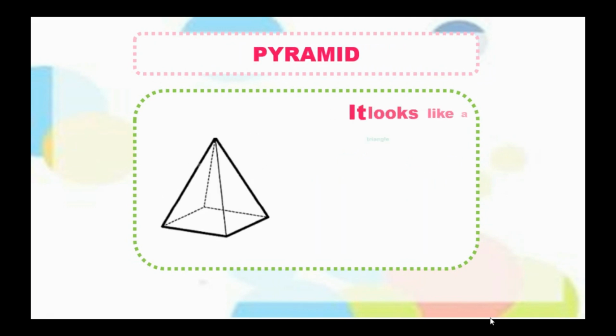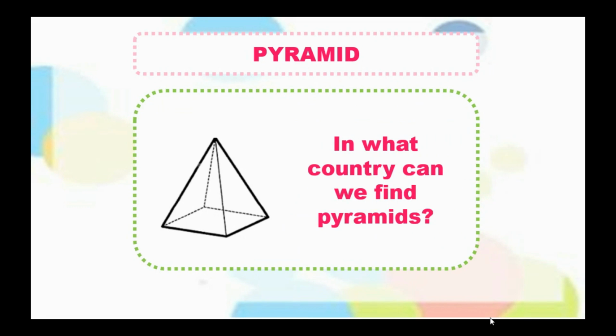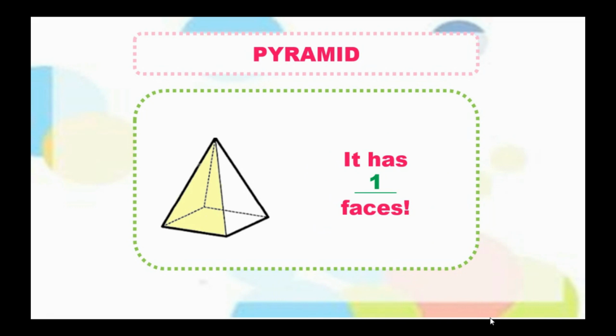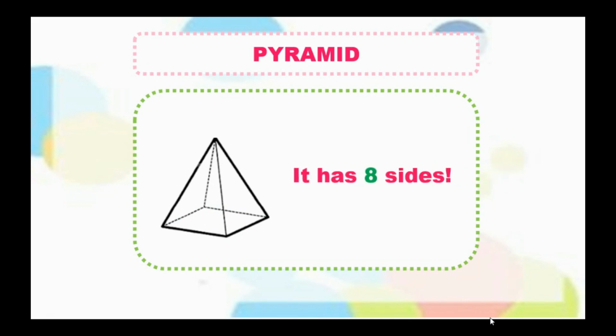Next, pyramid. It looks like a triangle. It has a base that can be a square, triangle, or rectangle. In what country can we find pyramids? Yes, in Egypt. Let's count how many faces. 1, 2, 3, 4, 5. So, a pyramid has 5 faces. It has 8 sides. It has 5 corners.